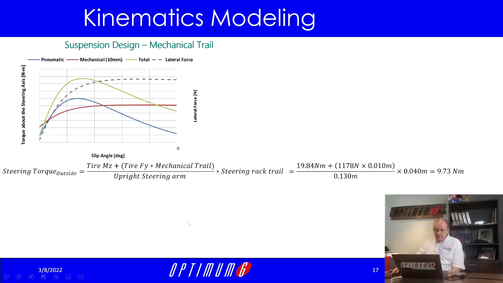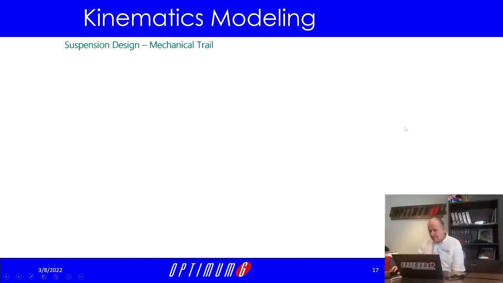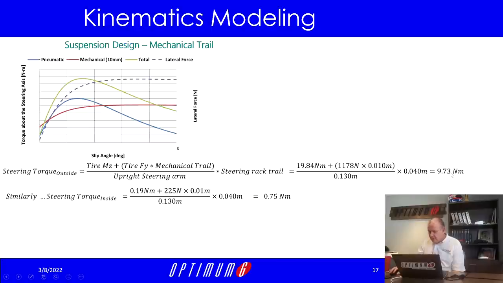So I made a calculation for you. I have 1984 newton meter on the outside wheel, 1178 newton that I multiply by a steering arm of, let's say, 100 millimeter. The pneumatic trail, which is 10 millimeter here, and then divide by the steering arm on the upright and multiply by what we call here the steering trail, this 40 millimeter there. And so I have 9.73.